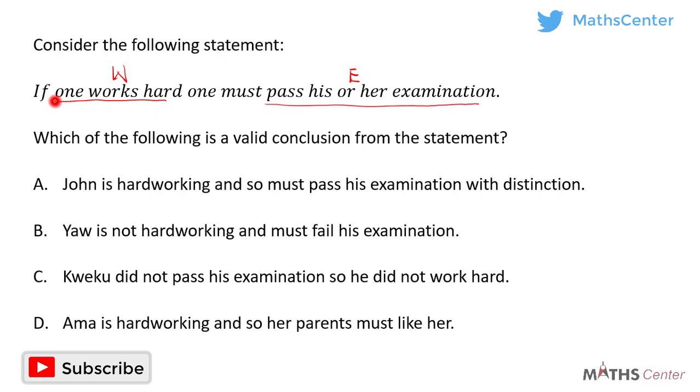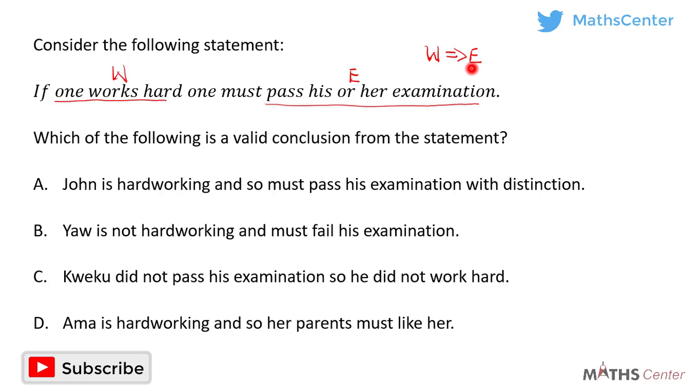The statement is if one works hard, one must pass his or her examination, which means that if someone belongs to W, that is, if the person works hard, then it implies that the person also belongs to E, that is, the person will pass his or her examination. So if someone works hard, it implies that the person will pass his or her examination. And so we can say that W implies E.